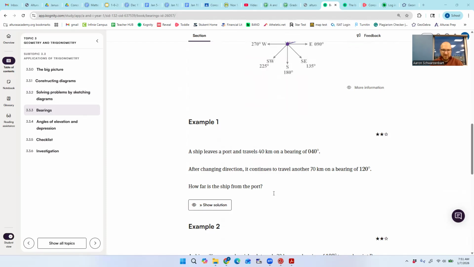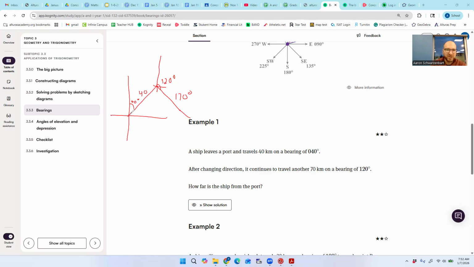So, to draw a picture: a ship leaves port traveling 40 kilometers at a bearing of 40. So we start by drawing a picture. North, south, east, west. Bearing is 40, and it's going 40 kilometers. It then continues to travel another 70 at a bearing of 120. So I put another one here, essentially, and I get 120. I don't really need the whole thing. Goes 70 kilometers. How far is the ship from port?